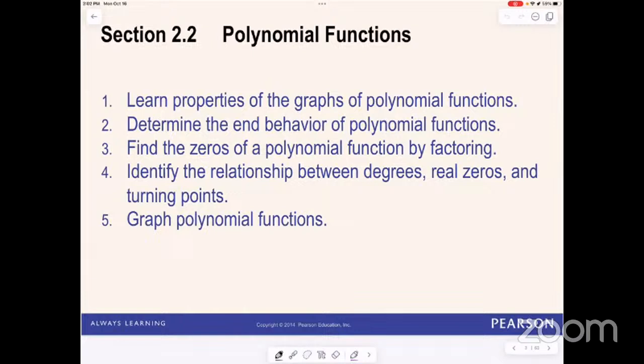Okay, so 2.2 on polynomial functions, a few objectives. 1, learn properties of the graphs of polynomial functions. 2, determine the end behavior of polynomial functions. 3, find the zeros of a polynomial function by factoring. 4, identify the relationship between degrees, real zeros, and turning points. And 5, graph polynomial functions.